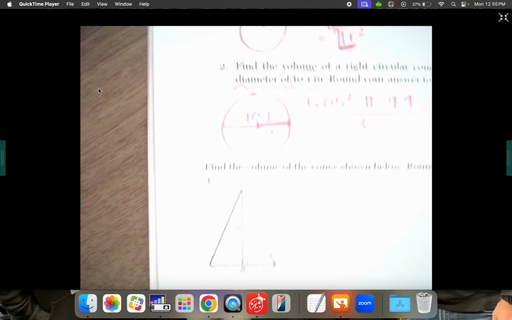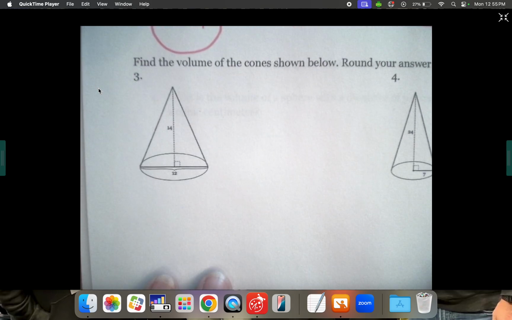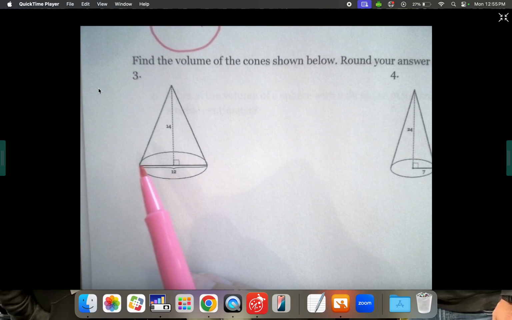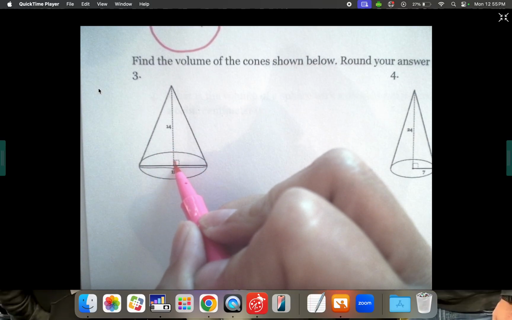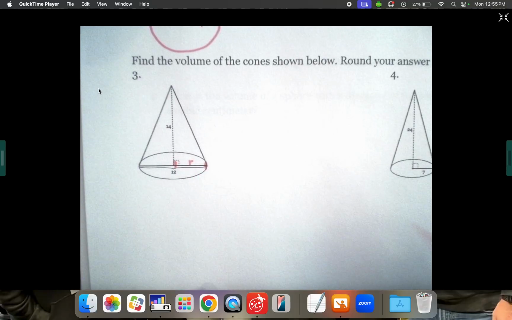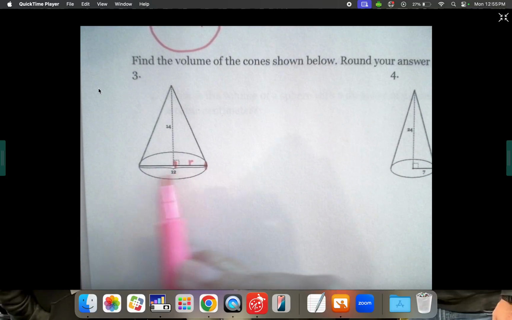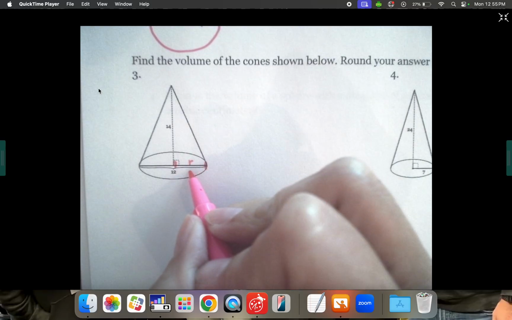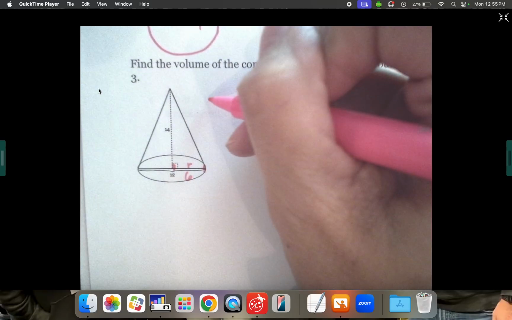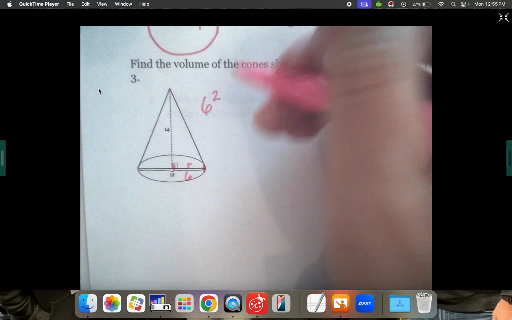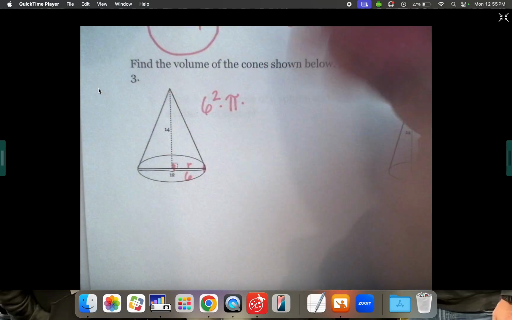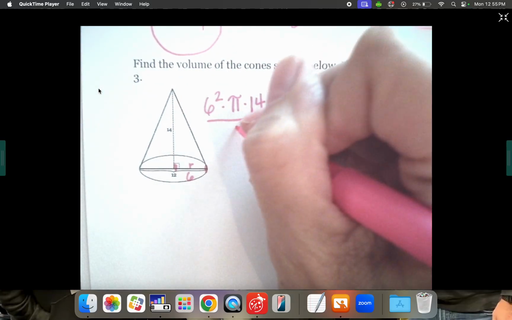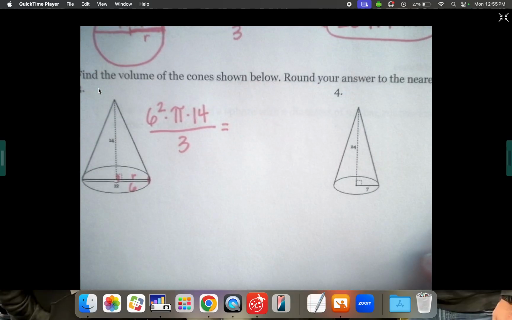Okay, let's look at a couple of these that give us a picture. Unfortunately for us, this one also gives us the whole diameter. It gives us the whole distance across the circle. And I only need the radius, so I only need half of it. So for the radius, I need to take half of the diameter 12, which is going to be 6. So I'm going to do 6 squared times pi button times the height, and the height looks like it's 14, and then divided by 3. I'm literally just going to type all that in my calculator.